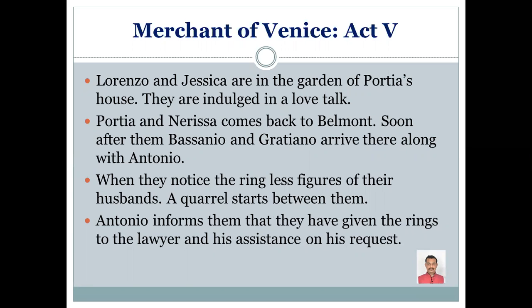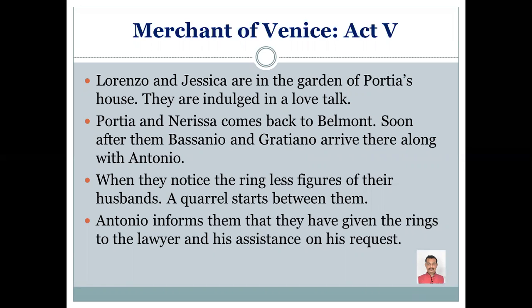When we reach the fifth act, we find that Lorenzo and Jessica, who have been given the responsibility of Portia's house during their absence, are in the garden of Portia's house, indulged in very intimate love talk. Portia and Nerissa come back to Belmont, and soon after them, Bassanio and Gratiano also arrive along with Antonio. Portia pretends that she was somewhere in a convent praying for the success of their husbands. Portia did not tell about the proceedings that happened in Venice, and she just welcomes all of them.